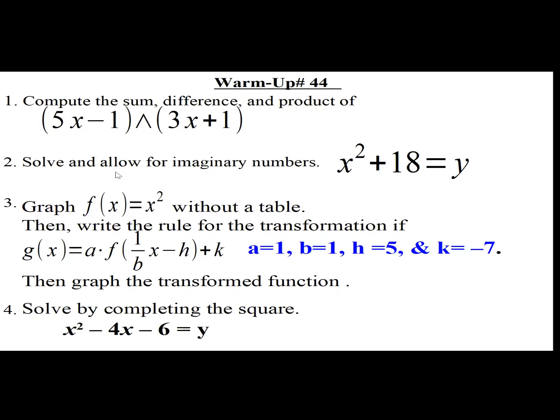Number two says solve and allow for imaginary numbers. They give us a quadratic equation that reads x squared plus 18 equals 0. Now we know 5 different methods of solving this. Use any method that you think.